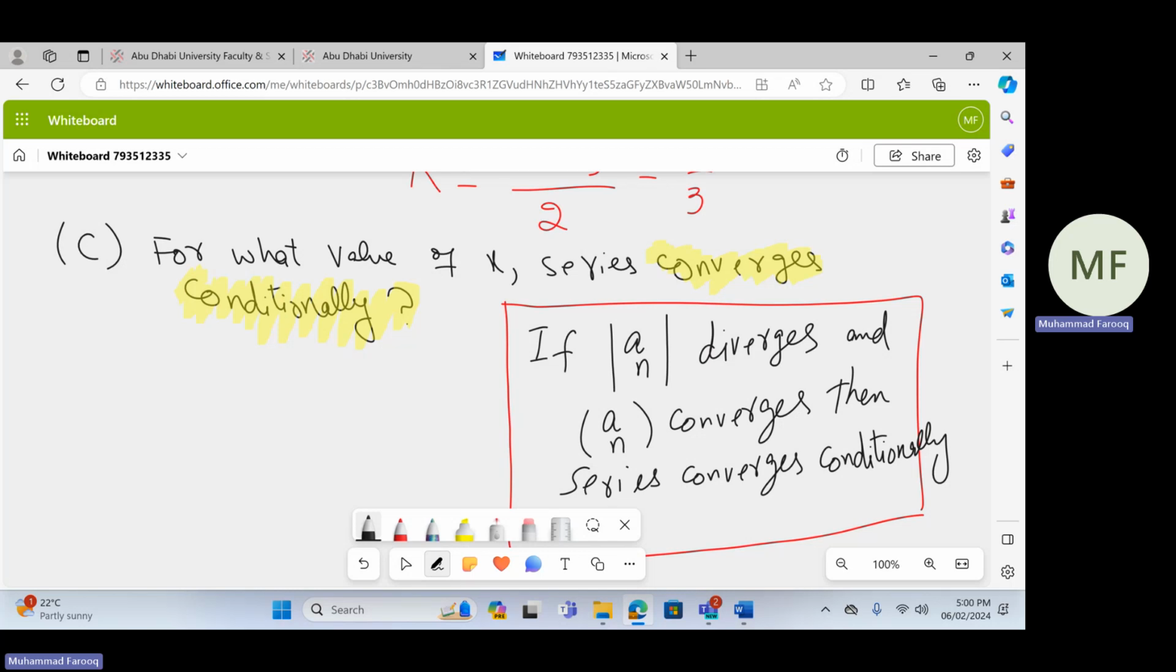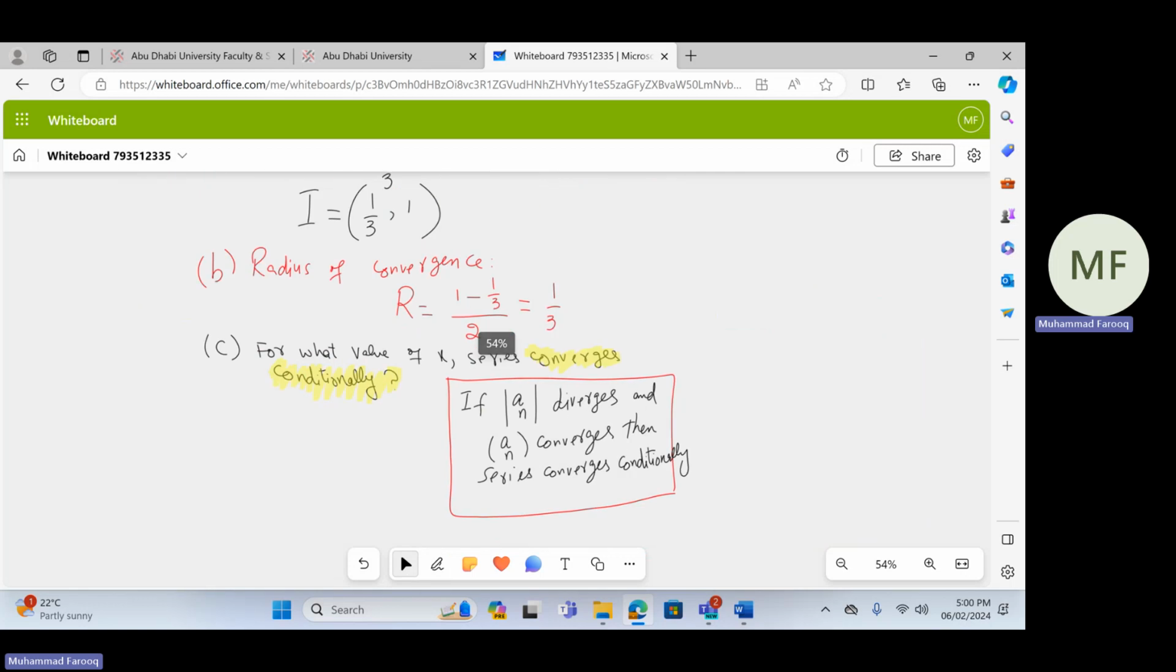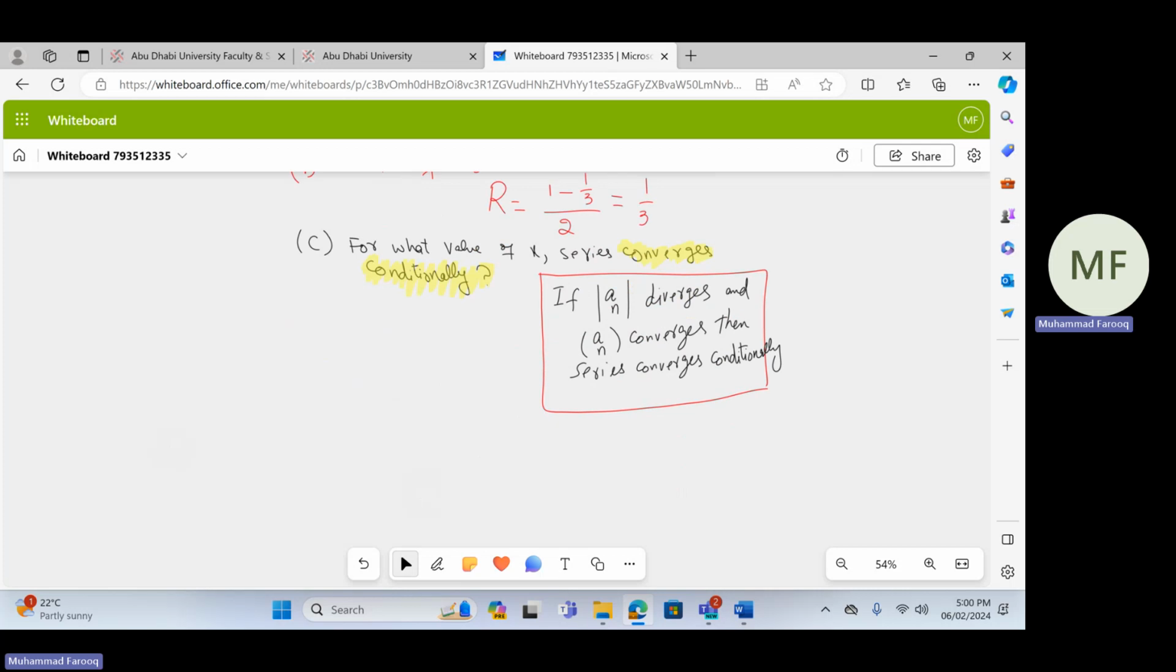What is the first point to check? 1/3. Good, so let's check. I told you already, only the boundary points have doubt. We don't know about the behavior at 1/3 and the behavior at 1. So let's start with 1/3. The first point which we use now is when x is equal to 1/3. Go back to the question, please.